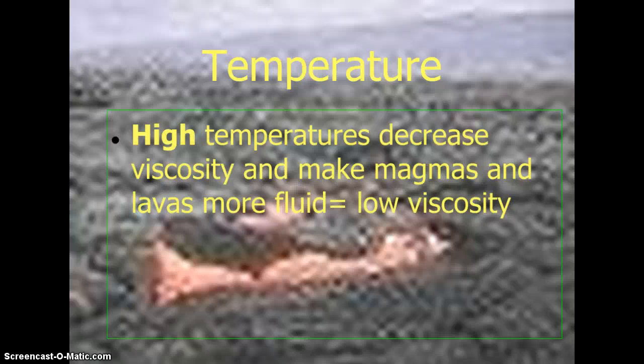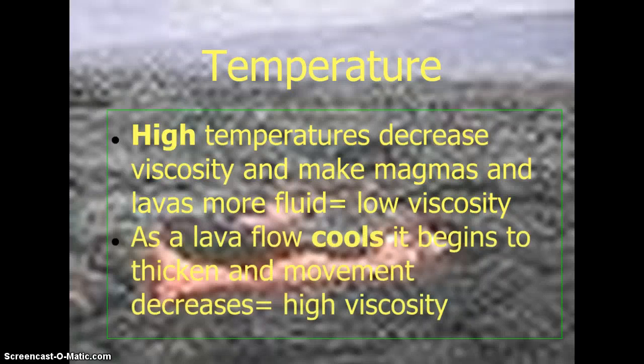Obviously, higher temperatures decrease the viscosity, so you heat up maple syrup and it flows more easily than if it's cold syrup. So as lava cools, it begins to thicken and its movement decreases, so it has higher viscosity.